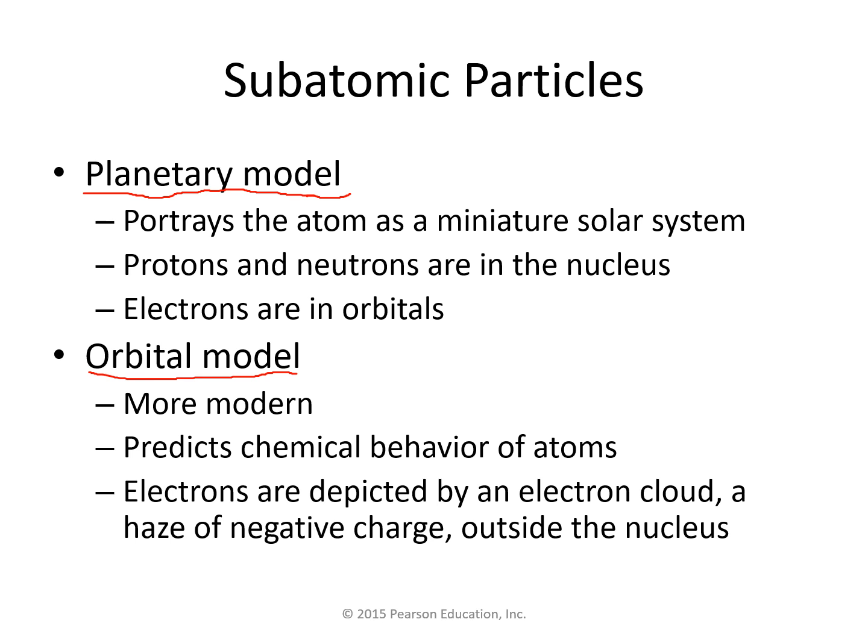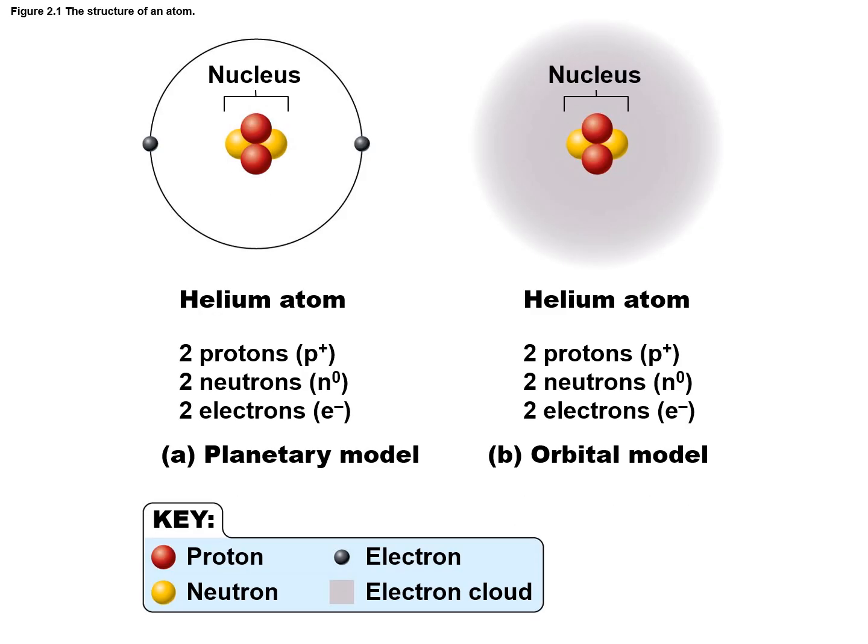The planetary model is going to have those orbs surrounding the nucleus, and the orbital model is going to have sort of this haze around it, right? And so this would have been A in the previous slide, and the planetary model would have been B on the other slide as well. Okay. So again, this is just showing you the planetary model.